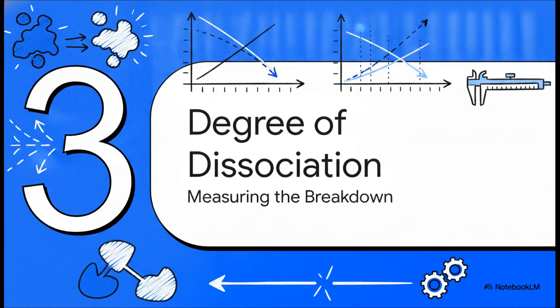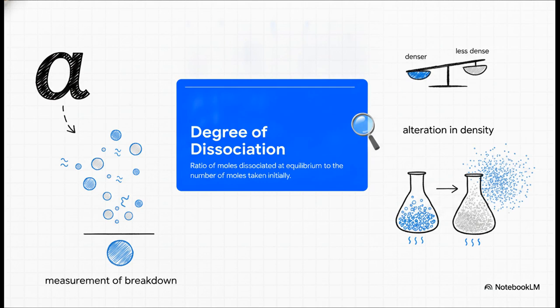All right, Section 3, the degree of dissociation. Because sometimes we need to know a bit more than just the direction. We need to know exactly how far apart our initial reactants were actually torn before they hit that stalemate. We call this the degree of dissociation, symbolized by the Greek letter alpha. This fraction is basically just a measurement of breakdown. It's always going to be less than 1 unless the substance is totally, completely dissociated.